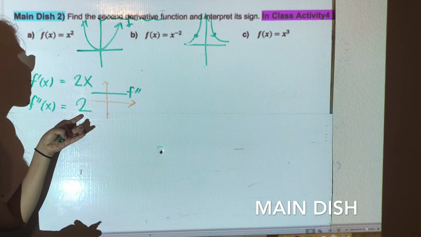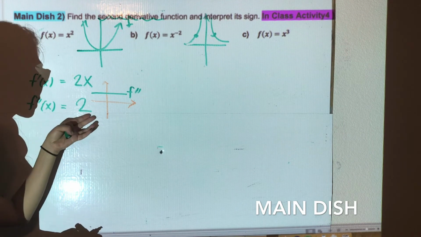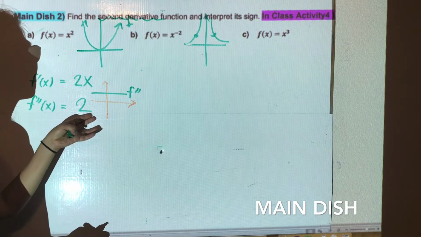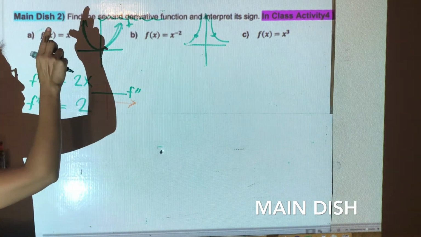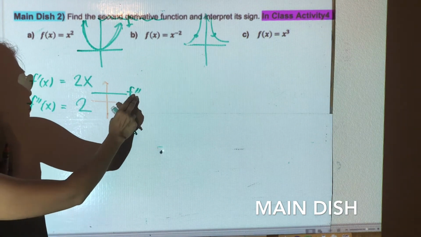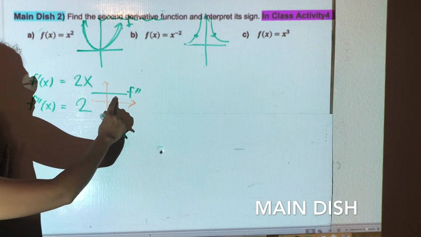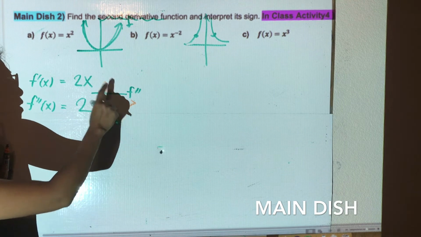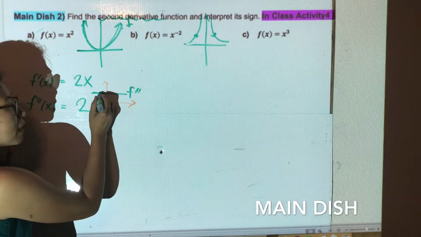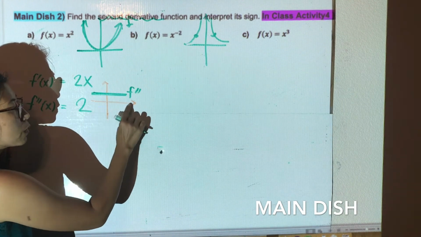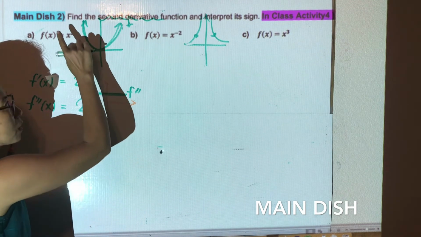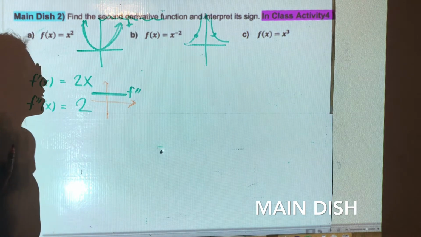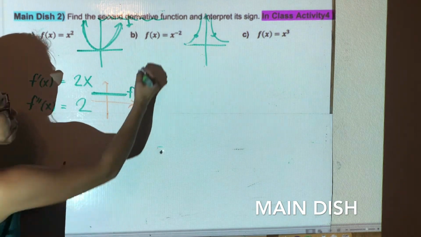Why? Because I showed it algebraically, but another thing you see is, what does concavity say? Concave up means my second derivative has to be positive, which means above the x-axis. Backwards, if my second derivative is above the x-axis, that means my concavity has to be open up. Let's do one more time.